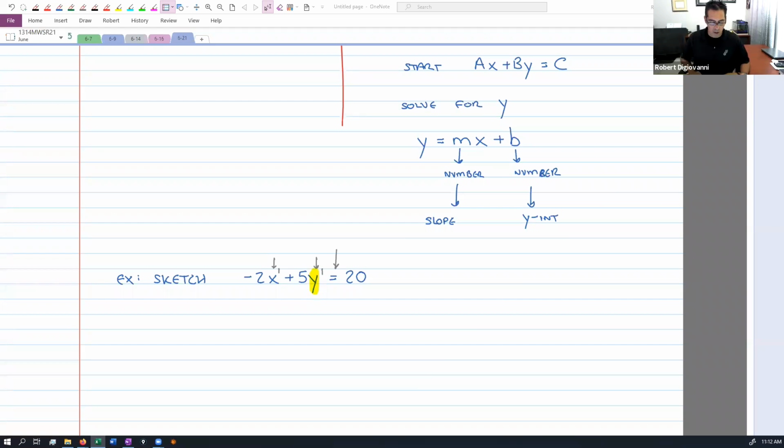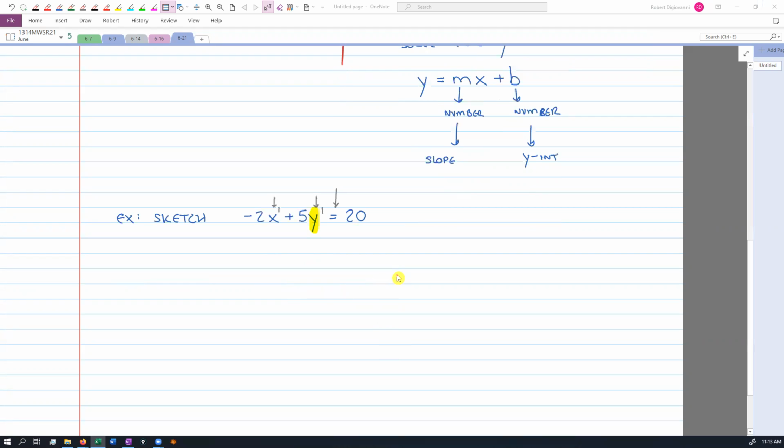Okay. Well, Elisa, let me ask you, if I were asking you to get this y by itself, what could you do to start that process? How could you start getting this by itself? What could you do? I would start by adding 2x to the other side.